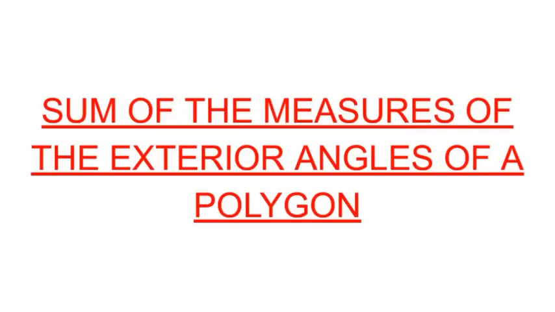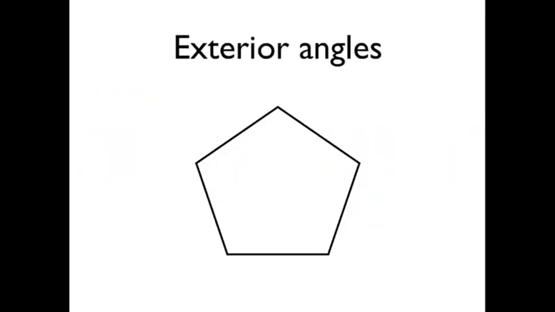Good morning, dear children. Today we are going to discuss the topic sum of the measures of the exterior angles of a polygon. You get exterior angles on all polygons. Here we have a regular pentagon.